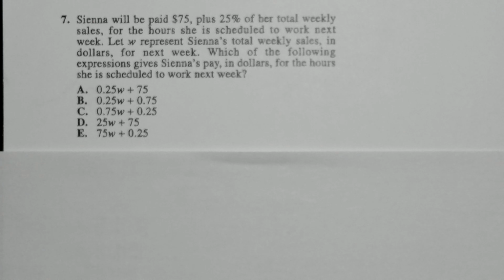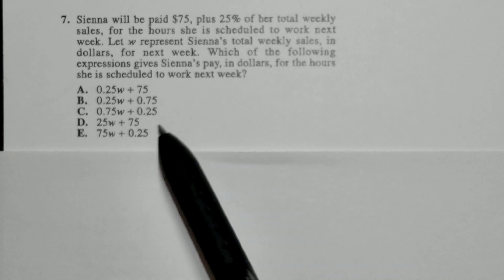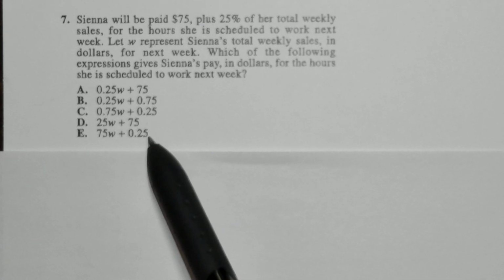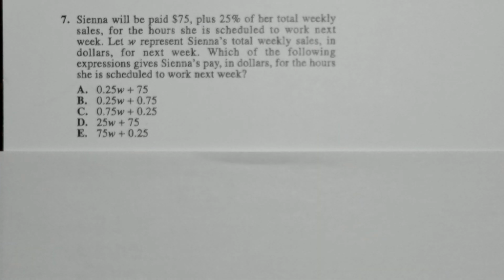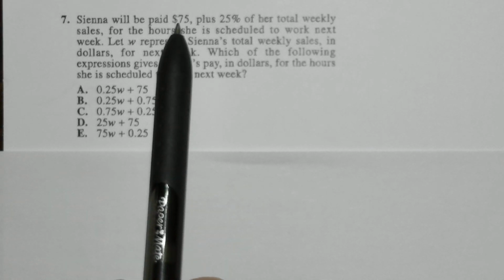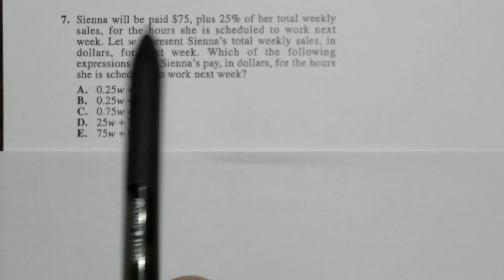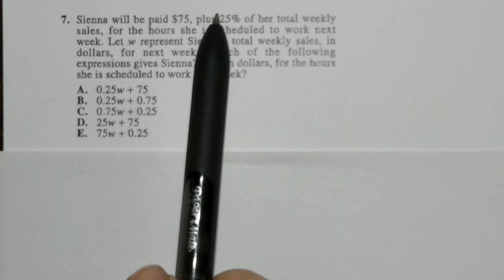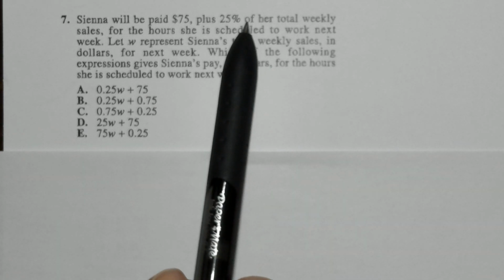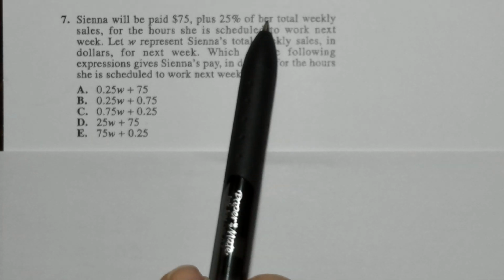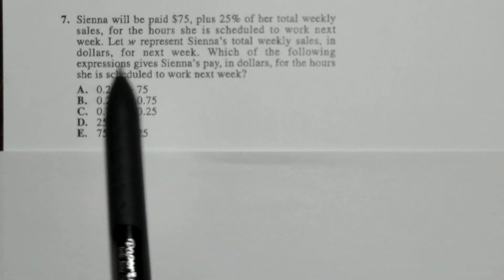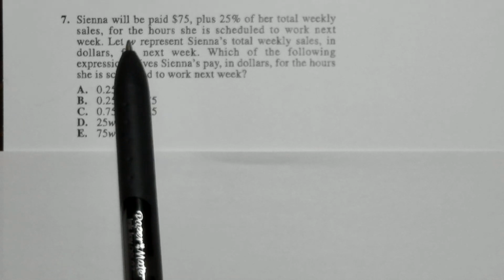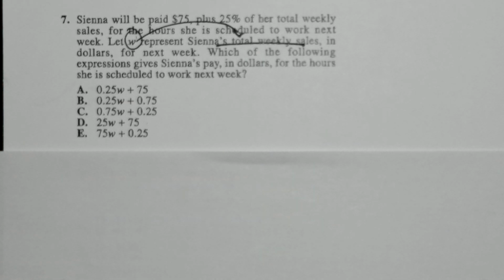I'm going to illustrate two different ways that you can achieve the correct expression to this problem. So what we know right now is a few things. We know she automatically will receive $75. That's non-negotiable, $75 automatically. Plus she'll get 25% of, that's a key word, 25% of her weekly sales. And down below we can see that W represents her total weekly sales.